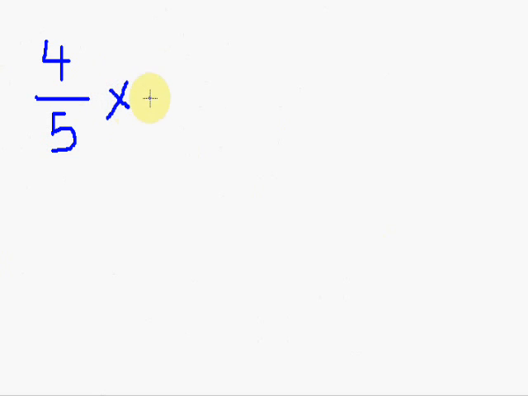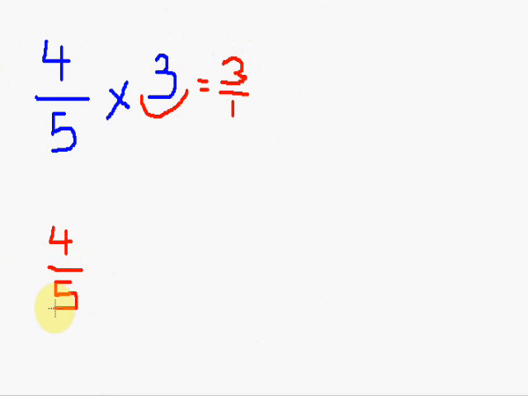And let's look at this one. We're going to multiply 4/5 by 3. Okay, let's look at this. Let's multiply 4/5 by 3. We know that 3 by itself is the same thing as 3 on 1. Okay, so let's rewrite the entire thing. We have 4/5 multiplied by 3 on 1.